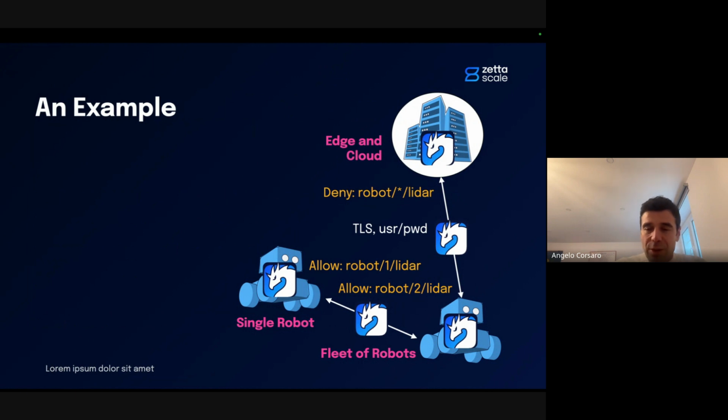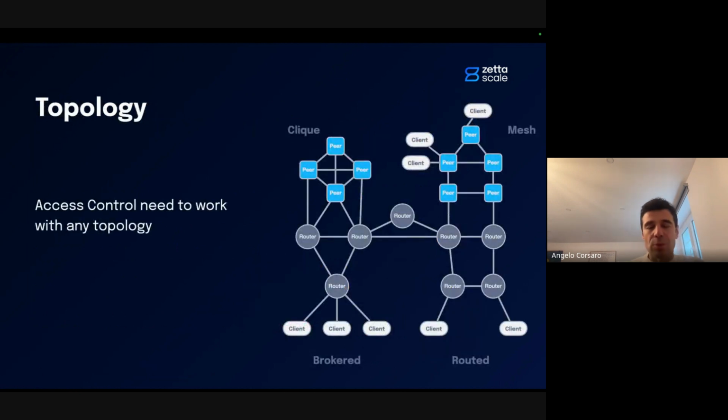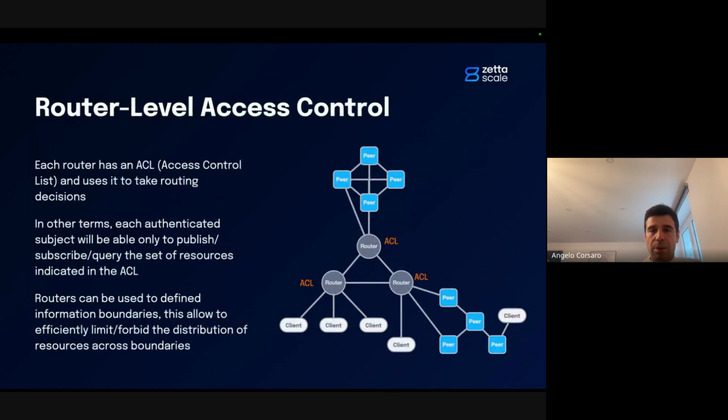Because in this case, for instance, the two robots are allowed to share their LiDAR, but the LiDAR shouldn't get to the edge cloud. But let's get back to another aspect. When we do access control in Zenoh, we want to make sure that it works with any topology, right? So we need to be able to do access control at the router level, between peers, and between clients and peers. But let's start with a simple case, okay? So boundary control is actually quite scalable, and is often one of the ways in which security is performed.